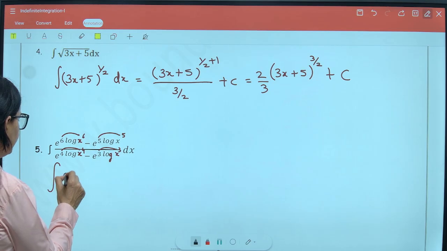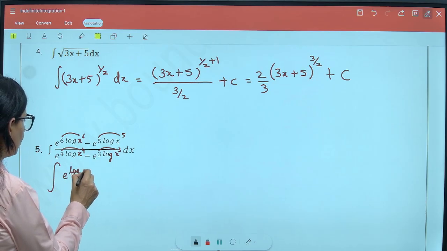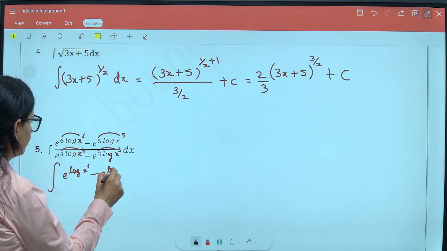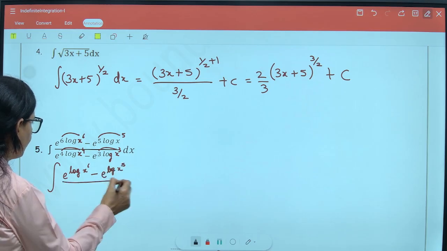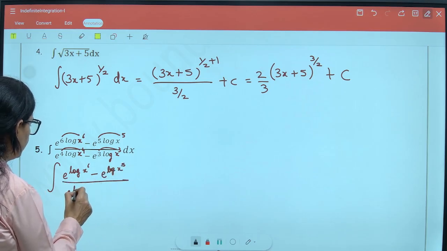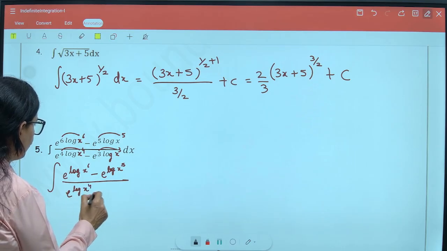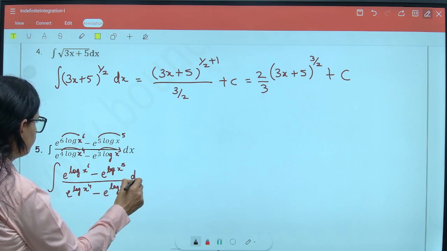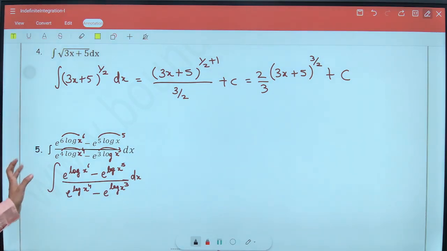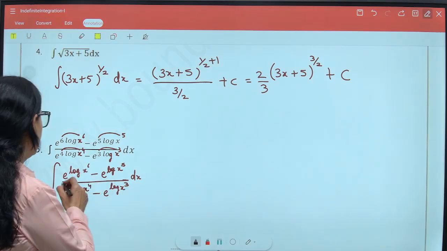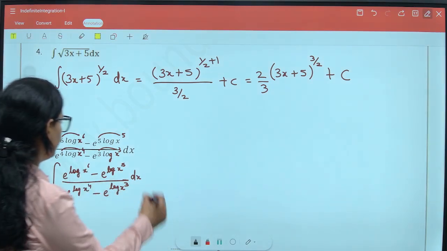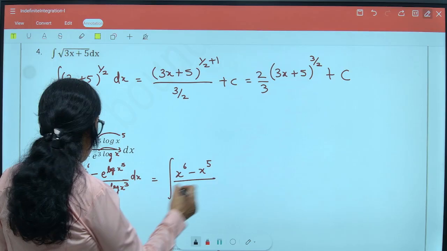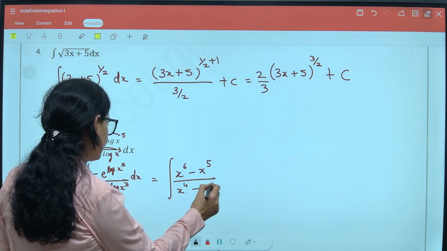Integral of e raised to power log of x to the power 6 minus e raised to power log of x to the power 5 upon e raised to power log of x to the power 4 minus e raised to power log of x cube. So this is what you need to integrate. We have used the property of logs. Next, e and log will cancel each other, and what you will get is integral of x to the power 6 minus x to the power 5 upon x to the power 4 minus x cube dx.